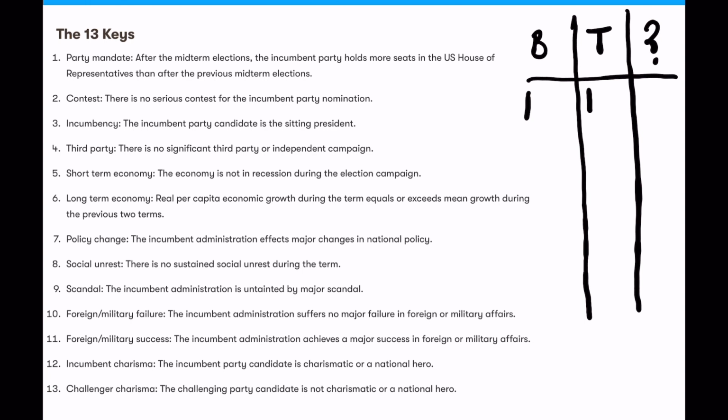Three, incumbency. The incumbent party candidate is the sitting president. That goes to Biden because that is true, right? Third party. There is no significant third party or independent campaign.